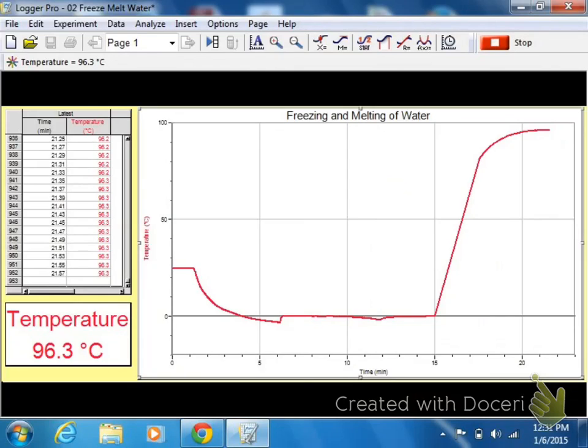Okay, it looks like we've leveled off. 96.3 is boiling. So it doesn't quite get up to 100. It would be if we were at an elevation of 0, meaning sea level. But since we're at a higher altitude, things boil at lower temperatures. So the higher the altitude, the lower the temperature it boils. So 96.3, 96.4, that's boiling.